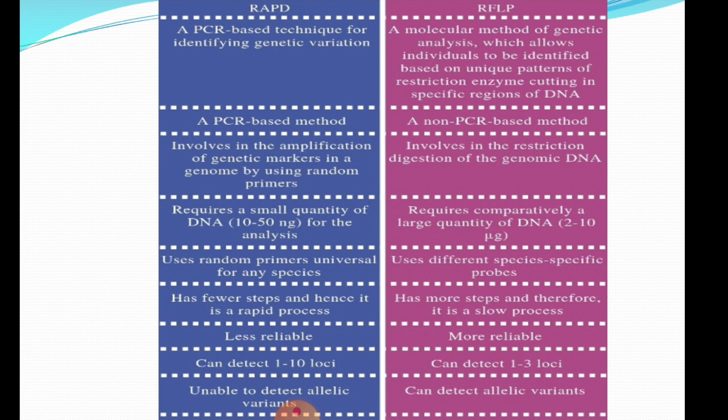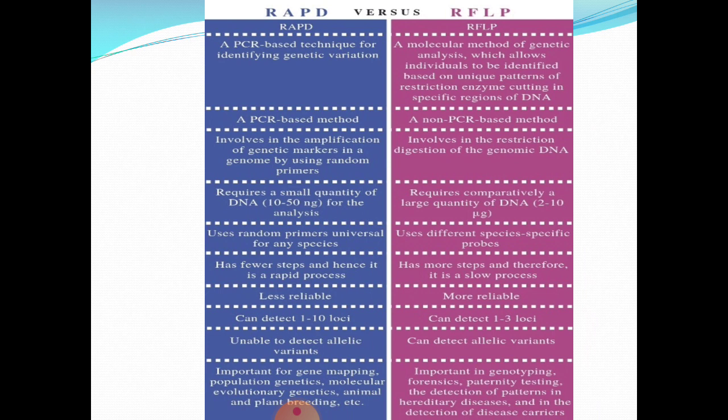Then RAPD can detect 1 to 10 loci, whereas RFLP can detect only 1 to 3 loci. Then RAPD is not able to detect allelic variants. Allelic variants cannot be detected by RAPD, whereas RFLP can detect allelic variants. So these are the differences and comparisons between RAPD and RFLP.